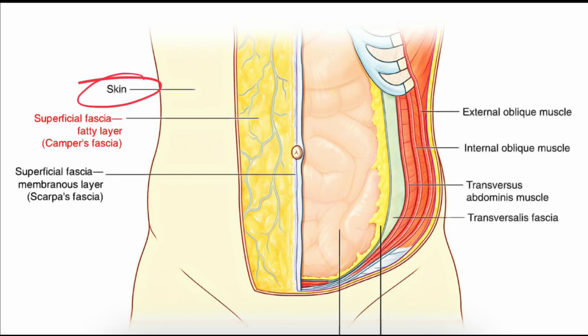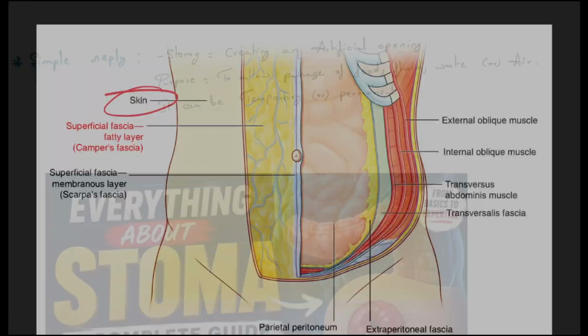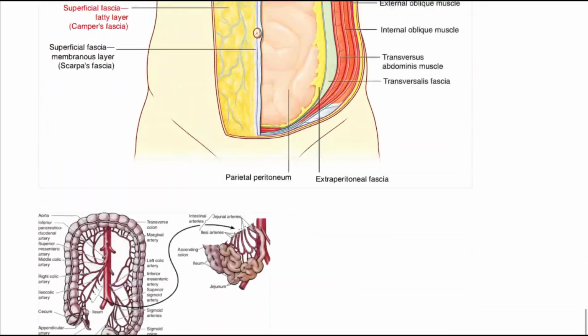So why through rectus muscle? If you are seeing here, this is the main muscle. The stoma is usually brought through the rectus muscle because it will give better support, less hernia formation, and better blood supply. So if you're seeing here, this is the blood supply.